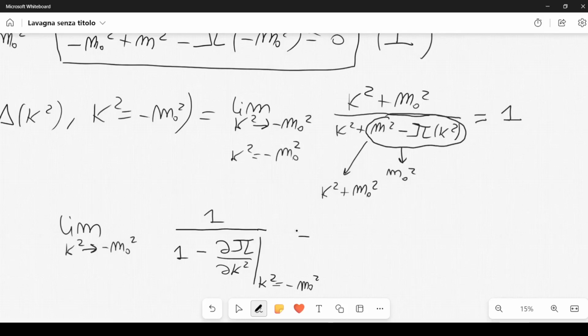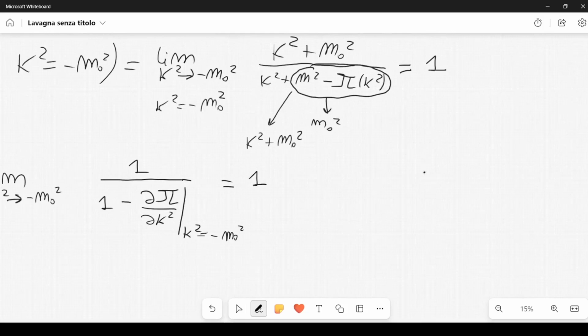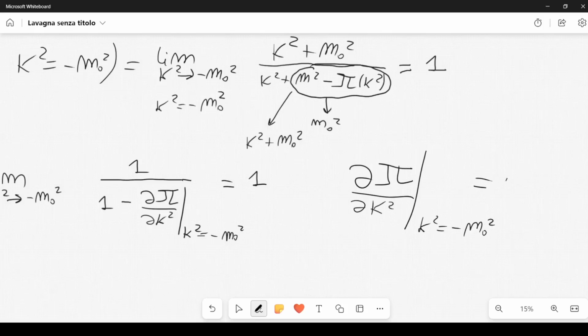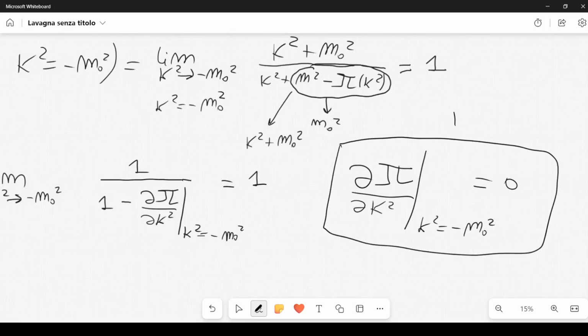We know that the result here should be 1. Therefore, it means that this derivative here should be 0. So we get another condition on the function capital pi. So the derivative of capital pi with respect to k squared at k squared equal to minus m0 squared, this should be 0. And this is what we call condition 2.